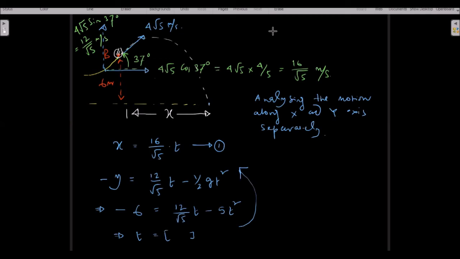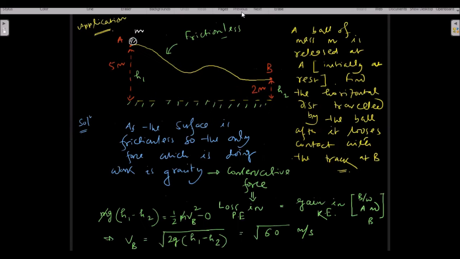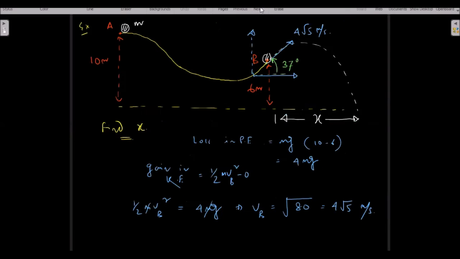David, tell me. Sir, can't we find the range directly, sir? No, no, you can't, because if you find out the range, actually, that is a good question. If you find out the range now, you will get this much distance only.